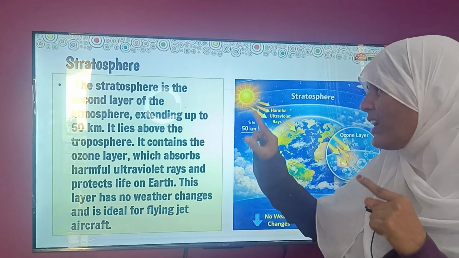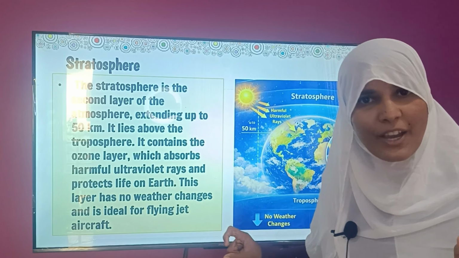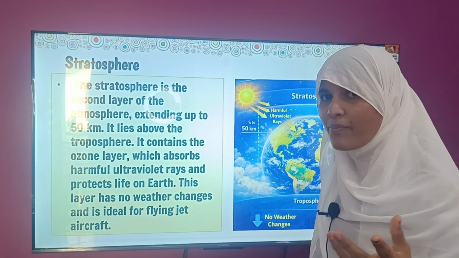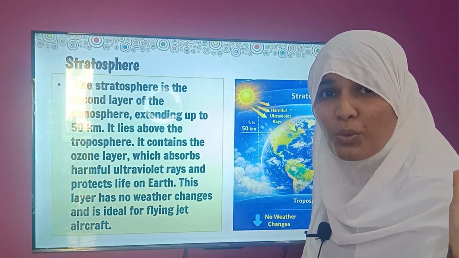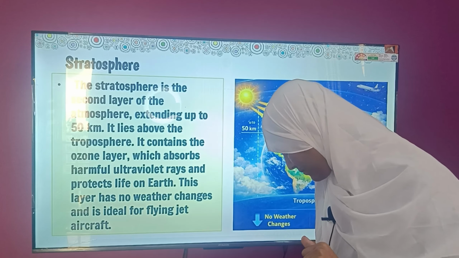What is another name for the stratosphere? Safe flying zone, because there is no disturbance. The aircraft can fly easily, smoothly and safely.